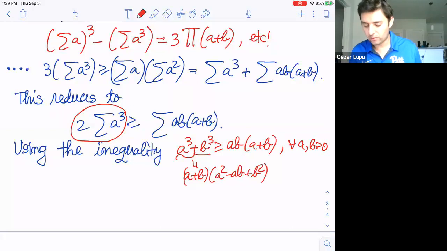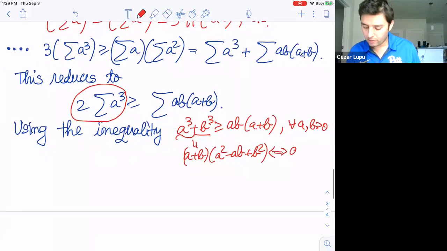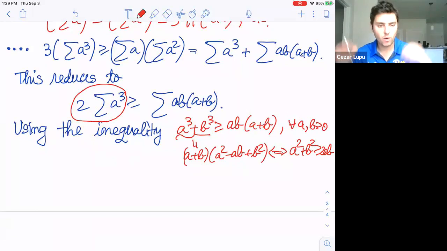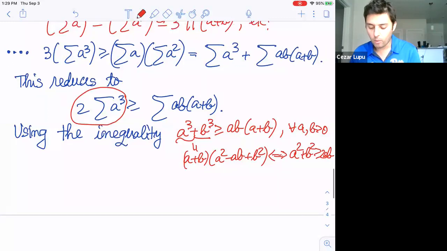And this will reduce to what? This is equivalent with a squared plus b squared greater or equal than 2ab, which again follows by AM-GM, or you can just take the 2ab to the left-hand side and it's just (a minus b) squared, which is non-negative.